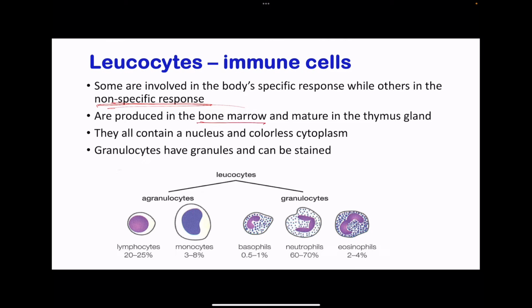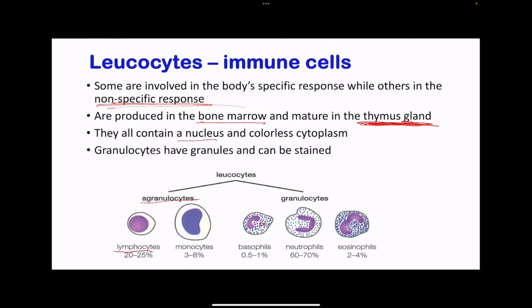Leukocytes are produced in the bone marrow, and they mature in the thymus gland. They all contain a nucleus, and they have clear cytoplasm. These leukocytes include granulocytes as well as agranulocytes. If we can see here, the agranulocytes have no granules. As you can see, they do not have those tiny particles, which are the granules.